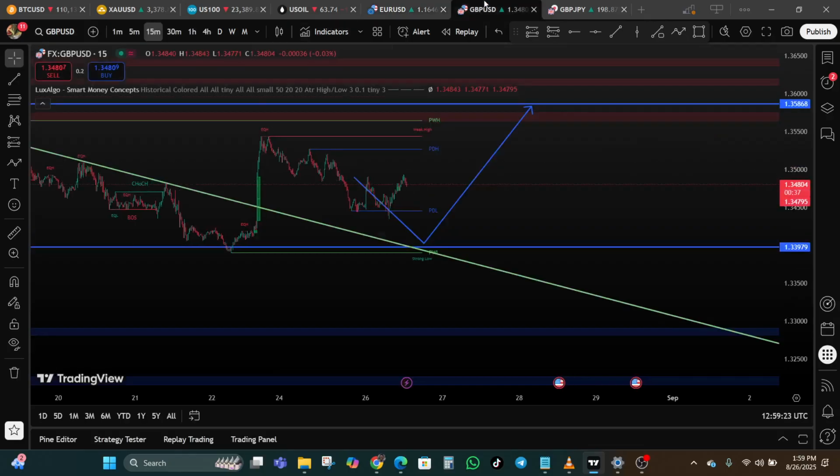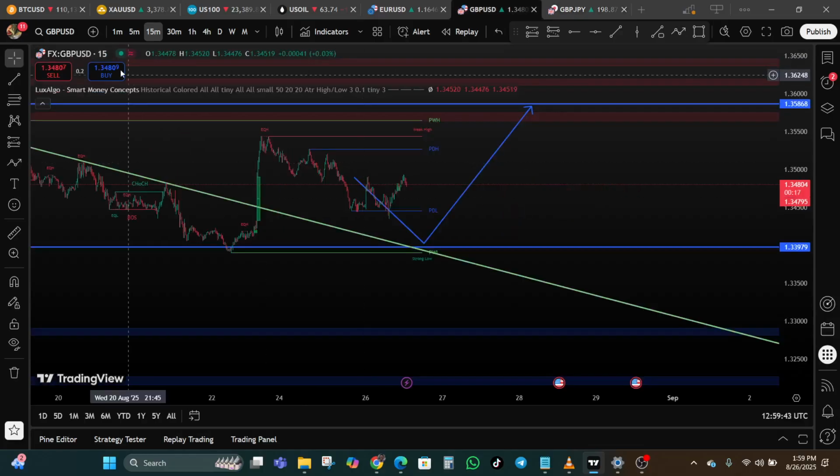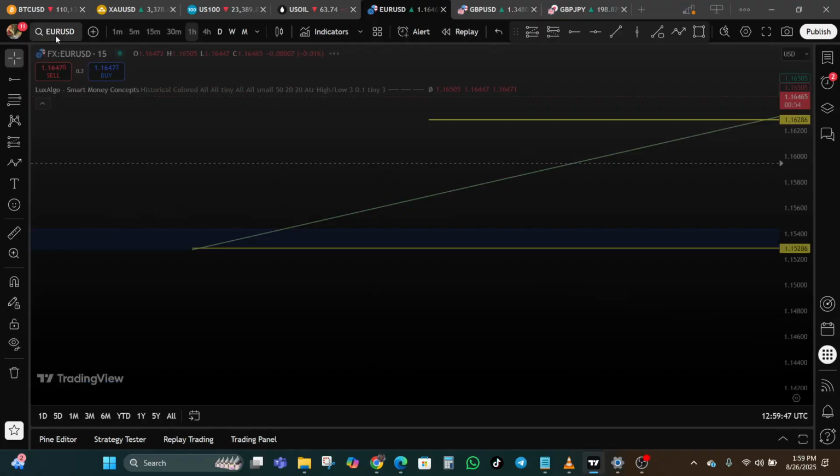In the case of GBP USD, GBP is the base currency. In the case of GBP JPY, GBP is the base currency. Now the second is called the quote currency. So in the case of GBP JPY, JPY is the quote currency. In the case of GBP USD, USD is the quote currency. In the case of Euro USD, USD is the quote currency.